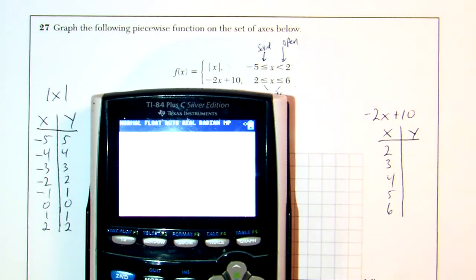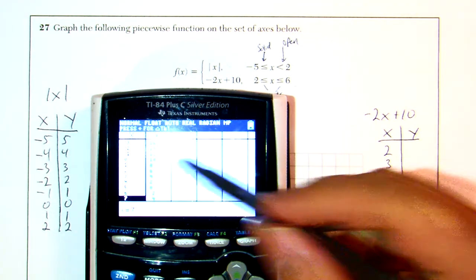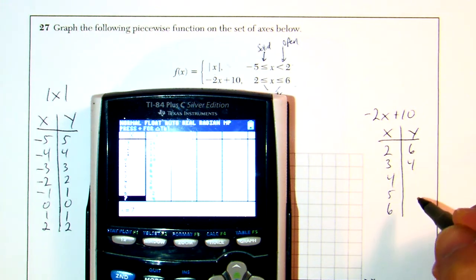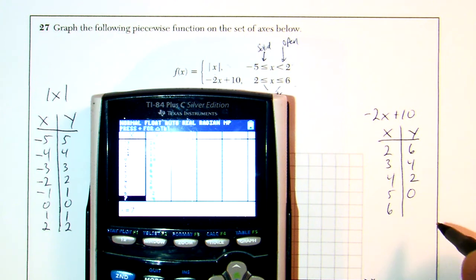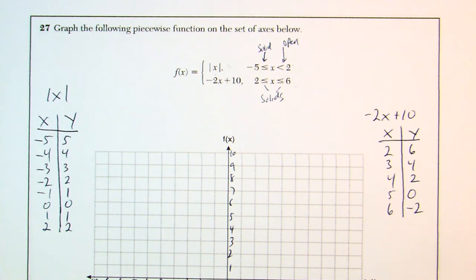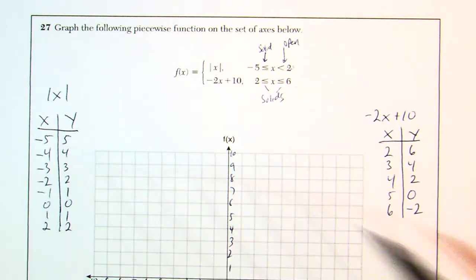And now let's go ahead and get the other one since we're here. Clear it out. -2x plus 10. Second graph, and we only care about between 2 and 6. I'm going to have to scroll. So we're at 2, 6, 3, 4, 4, 2, 5, 0, and 6, -2. All right. Keep in mind that I'm going to have an open dot somewhere. My open dot is going to be at 2 for this part of the function.